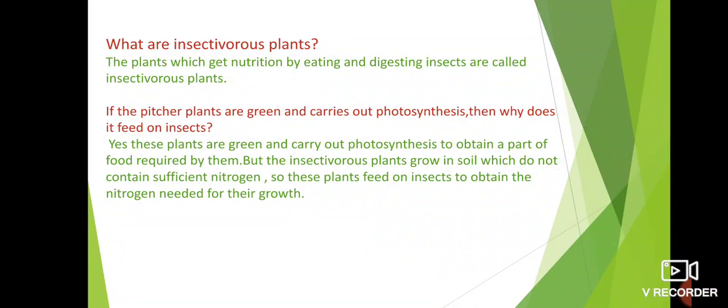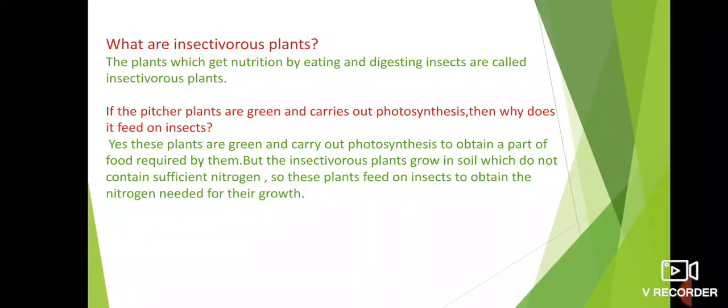Oxygen is utilized by animals and human beings. But plants also require other components of food like proteins, vitamins and minerals. Proteins are nitrogenous substances, which means plants require nitrogen to prepare proteins. So insectivorous plants like pitcher plants feed on insects to get nitrogen.